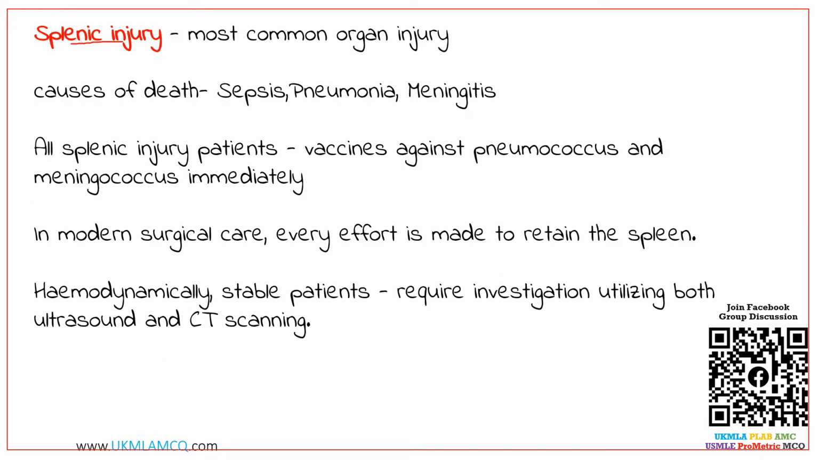So, splenic injury is the most common organ injury sustained as a consequence of blunt trauma to the abdomen. Complications in trauma patients who require splenectomy are significantly greater than in similar patients who do not require splenectomy. In case scenarios like this, causes of death include sepsis, pneumonia and meningitis. Keep in mind that all splenic injury patients should receive vaccines against pneumococcus and meningococcus immediately, regardless of the extent of injury. In modern surgical care, every effort is made to retain the spleen. Also keep in mind that hemodynamically stable patients require investigations utilizing both ultrasound and CT scanning.